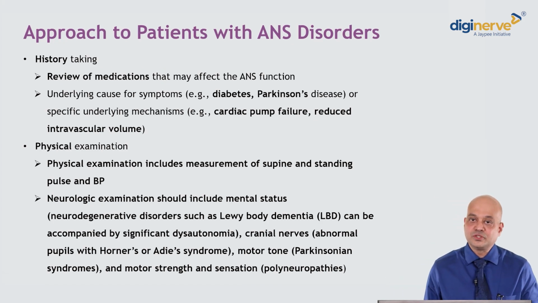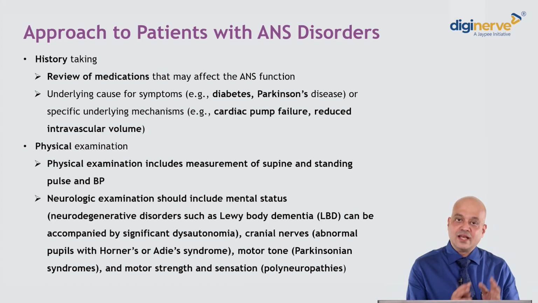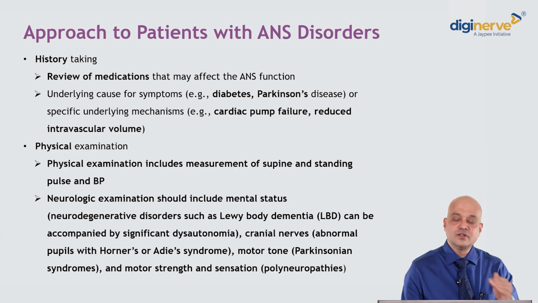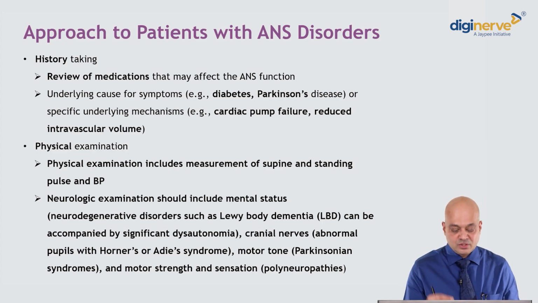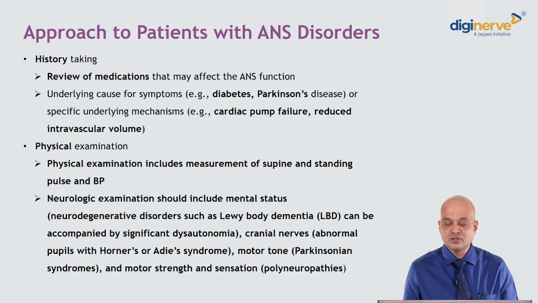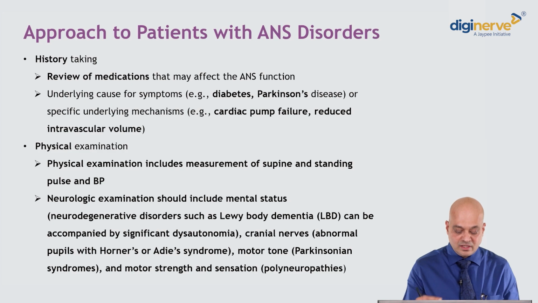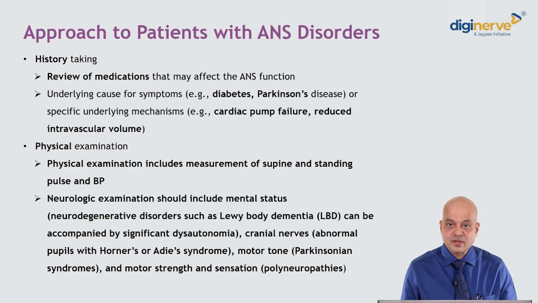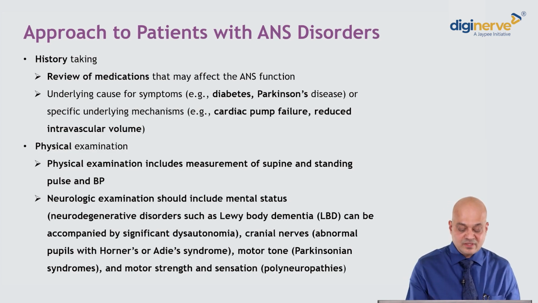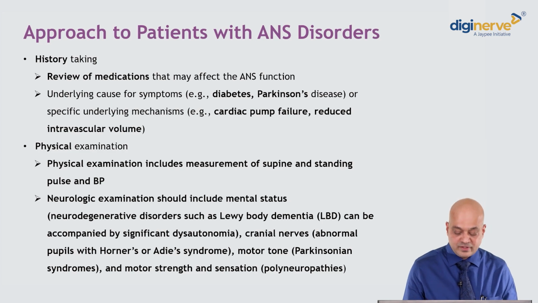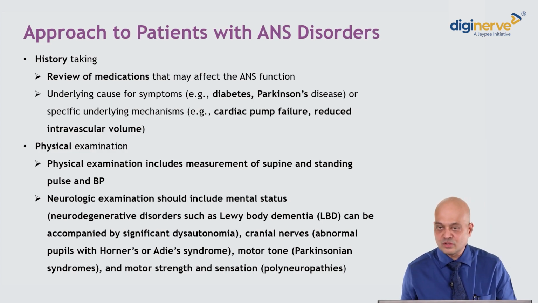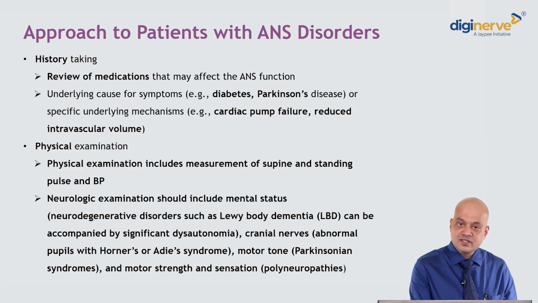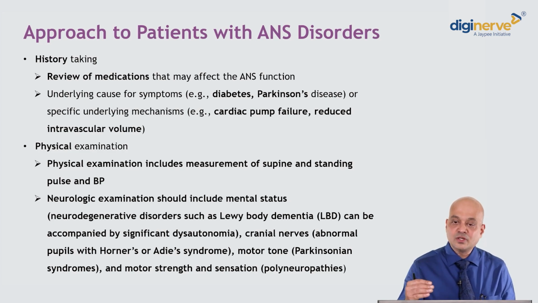How do we approach a patient with autonomic disorders? As the art of clinical medicine goes, the first aspect is history taking. Review the medicines they may be taking, because most medicines the patient may be on can affect the ANS. Underlying causes for the symptoms, like diabetes and Parkinson's disease, can cause it. Specific underlying mechanisms like cardiac pump failure and reduced intravascular volume may also cause it. Look into those aspects. Physical examination includes measurement of blood pressure in supine and standing posture.